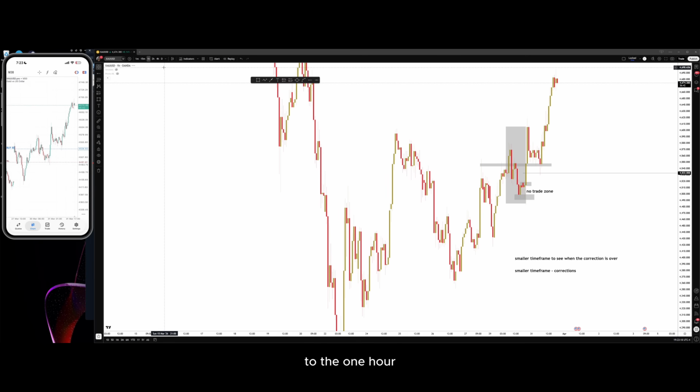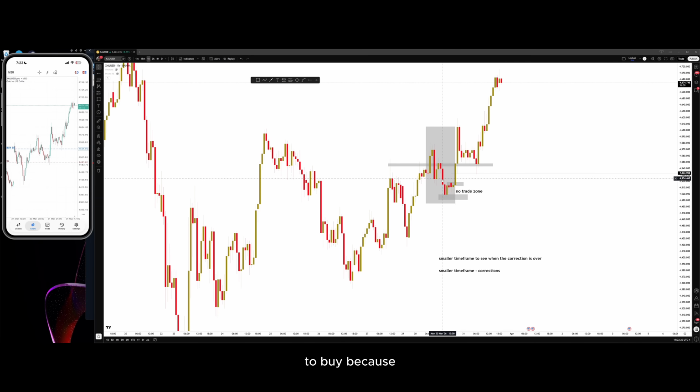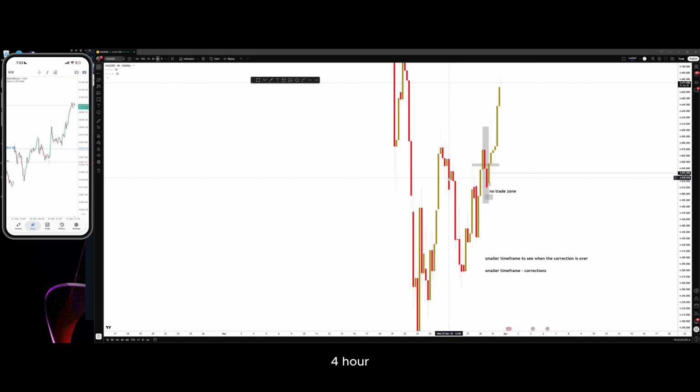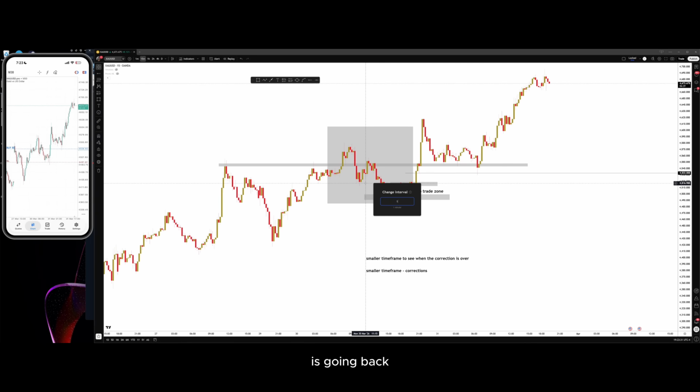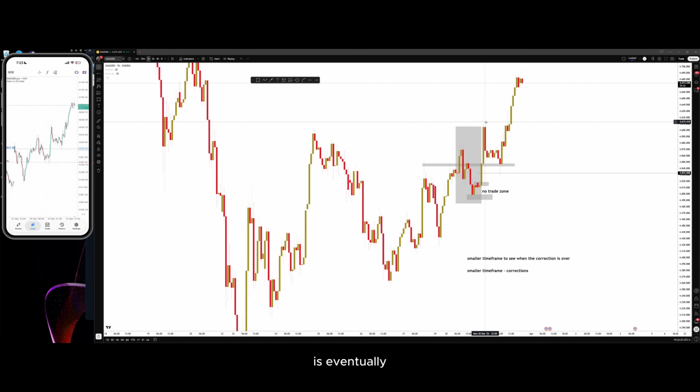So if we go back to the 1 hour, we can see that this is a good place to buy because price is now pushing off of a higher low. So, the 4 hour higher low. We have our high, price made a higher low, the 15-minute is going bullish, the 1 hour is going back bullish, and the 4 hour is eventually going to follow.